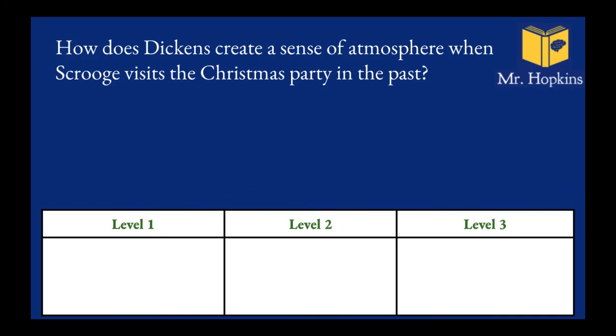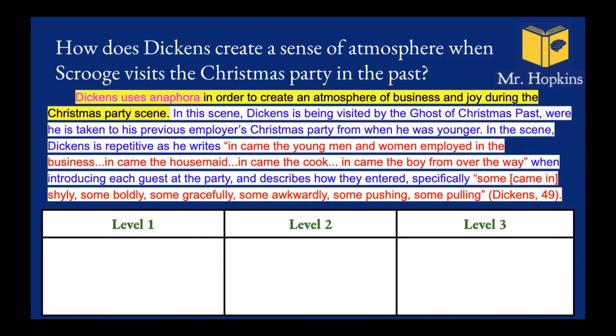So the question is, how does Dickens create a sense of atmosphere when Scrooge visits the Christmas party in the past? Well, the student has written, Dickens uses anaphora, a type of literary device where we repeat the same word or phrases at the beginning of each sentence or clause, in order to create an atmosphere of busyness and joy during the Christmas party scene. In this scene, Scrooge is being visited by the ghost of Christmas past, where he is taken to a previous employer's Christmas party from when he is younger.